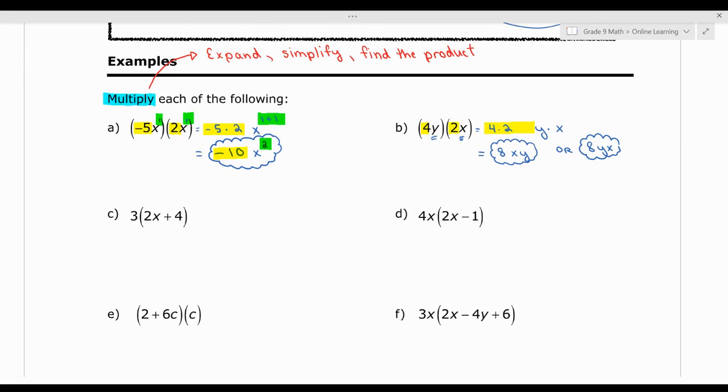All right, next one. This time we actually have a monomial, just a constant 3. We're multiplying it by a binomial. So this is where the distributive law comes into play. I'm going to go 3 times the 2x, so I'm going to have 3 times 2x, and then I'm going to add 3 times 4. If I clean that up, I'll get 6x plus 12. Double check, these are not like terms, so actually this is your final answer.